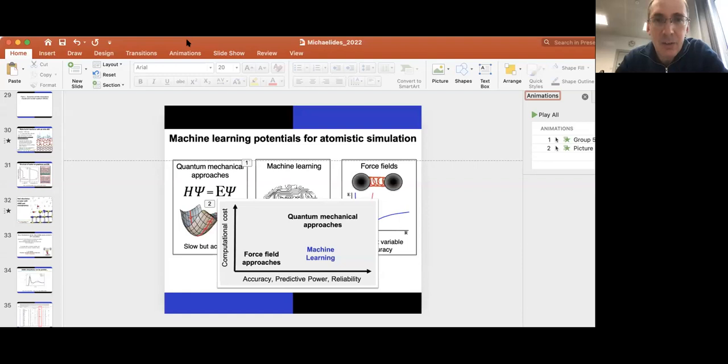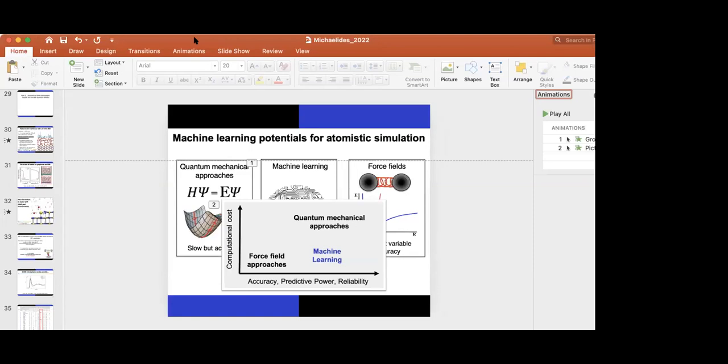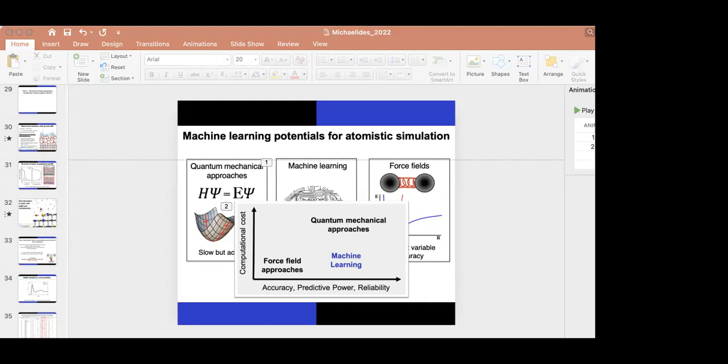Let me find the figure. So this one. You're not seeing it? I'm not sharing. You can't see it at the moment. Right. Let me share again. There it is. Okay, can you see that now? Yeah. Am I sharing the right one? Yes. Yeah, where the machine learning approach is on the same level of reliability as the quantum mechanical approaches.